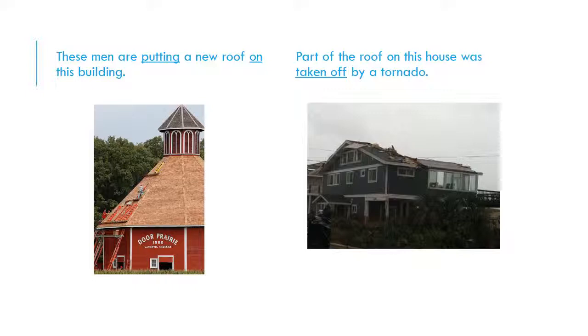Now, think about if you've seen the news after a big storm or tornado or hurricane. You'll sometimes see a picture like this. If you look, you see that part of the roof or part of the house is missing. We can say that part of the roof on this house was taken off by a tornado. Part of the roof was taken off by a tornado in this picture, and in the other picture the men are putting a new roof on the barn. So you can use it like that.